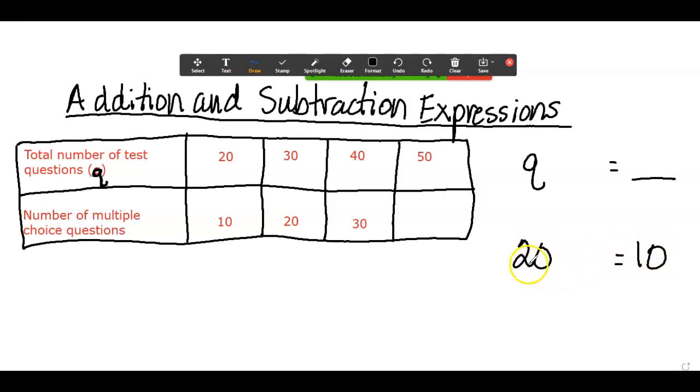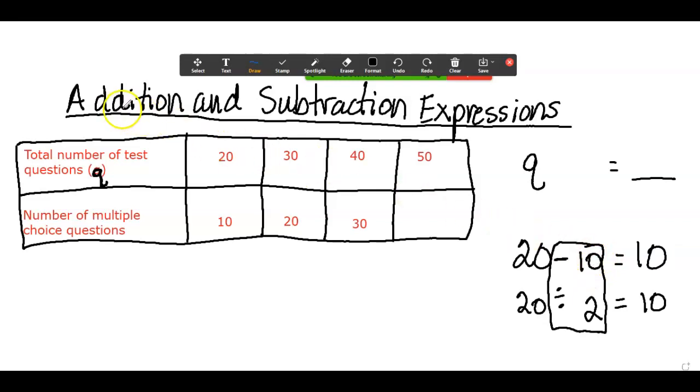Well, I know that if I'm going from 20 to 10, I'm decreasing, okay? Which means if I'm decreasing, if I'm going down, my options are subtracting or dividing, okay? So I could do 20 minus 10 to get me 10. I could do 20 divided by 2. That would also get me 10. Okay, so I have two options, minus 10 or divide by 2.